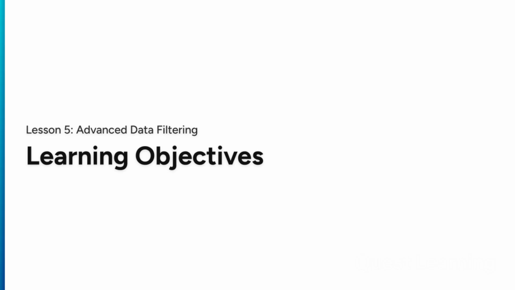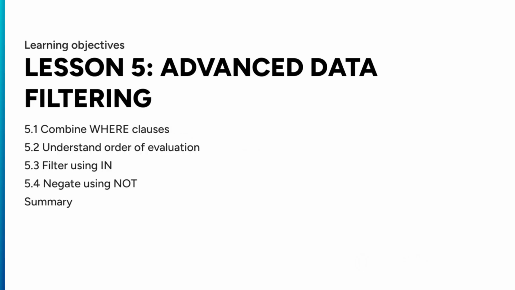Welcome to Lesson 5, Advanced Data Filtering, which continues the discussion of the very important select where clause. You learn how to combine where filters using and or, and discuss order of evaluation and how to explicitly manage this. We then look at using in-list to filter using a defined set of possible matches, and clause negation using not.